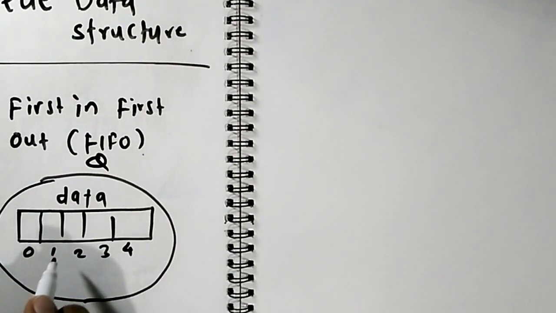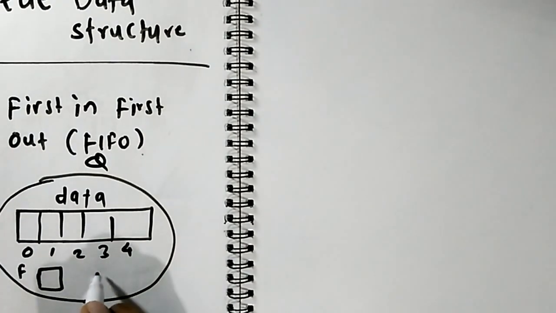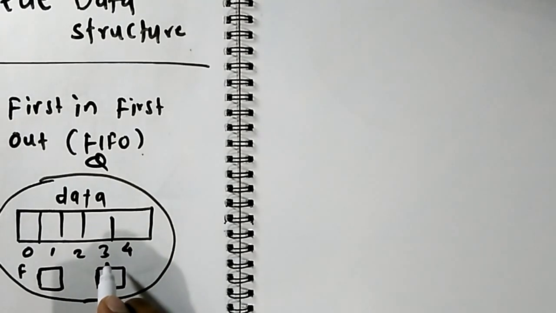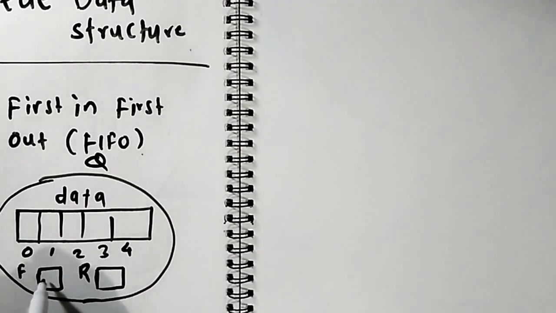The end from which we delete data is called the front end, and we'll keep track of that front location in a variable called f, and the end from which we insert the data will be called the rear end, right? So when the queue is empty, when there is no data in the queue, front and rear both will be -1. So the queue empty condition is front and rear both are -1.